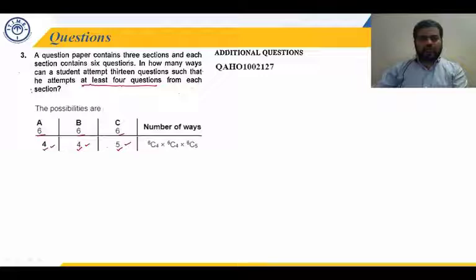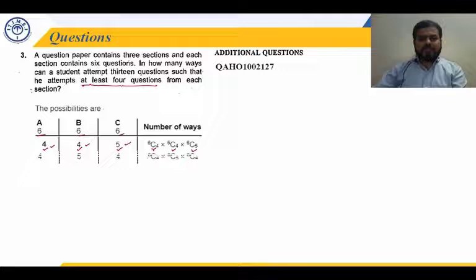So the combination for attempting the questions will remain 4 questions and 5 questions, right? Because he has to attempt at least 4 questions. So that means he will be attempting 4 questions from 2 sections and 5 questions from the other section which is left over. So this is one possibility. There are 6 questions in every section. So number of ways of selecting 4 questions from section A is 6C4, 4 questions from section B is 6C4, and 5 questions from section C is 6C5.